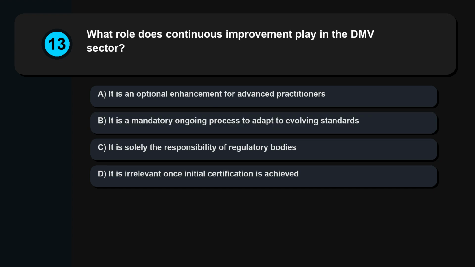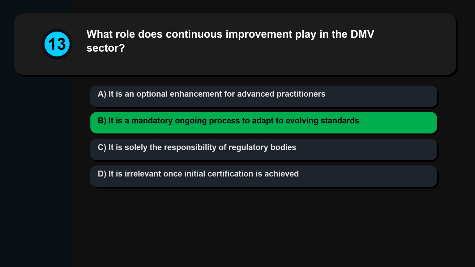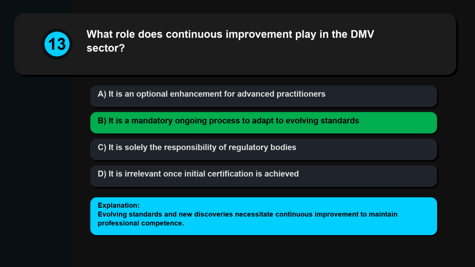Question 13. What role does continuous improvement play in the DMV sector? It is an optional enhancement for advanced practitioners. It is a mandatory ongoing process to adapt to evolving standards. It is solely the responsibility of regulatory bodies. It is irrelevant once initial certification is achieved. Evolving standards and new discoveries necessitate continuous improvement to maintain professional competence.